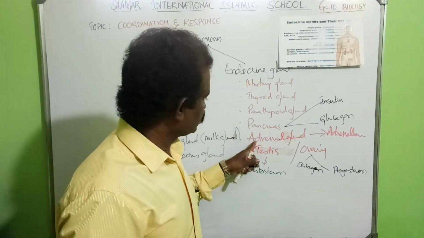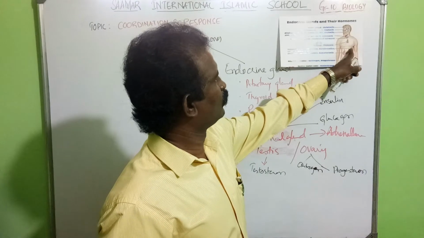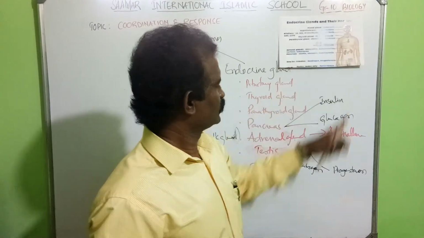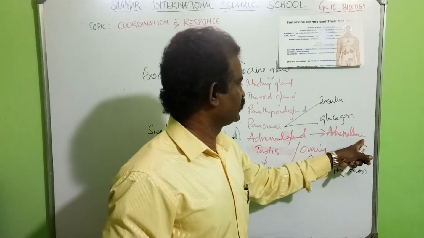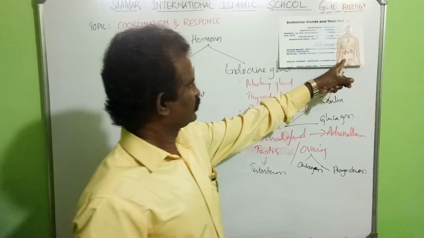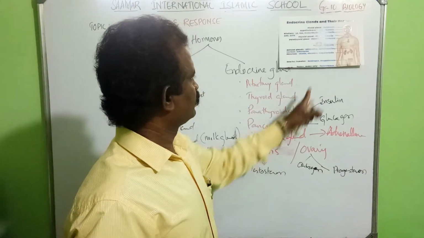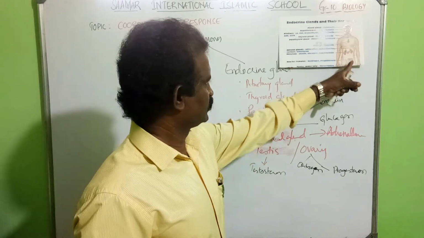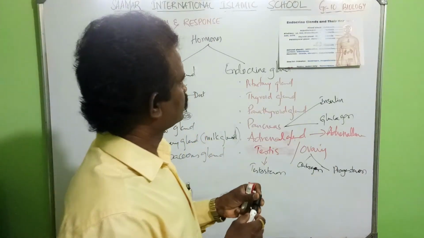Next, the adrenal glands are present exactly above the kidney. You can see that kidney. So they are called adrenal gland, and they release a hormone called adrenaline. Next, we have testis. In the case of male, from testis you have testosterone, whereas in the case of female, it's ovary. In ovary, we have estrogen and progesterone. Is it clear? These are the two hormones.